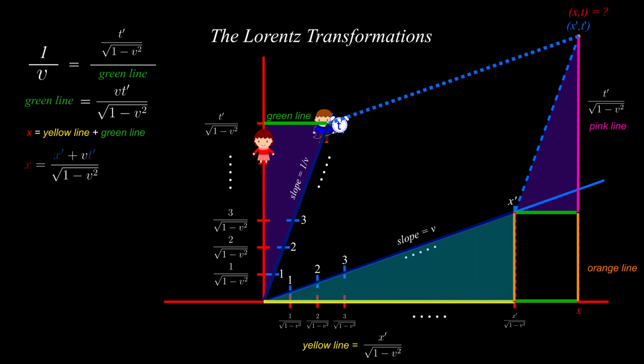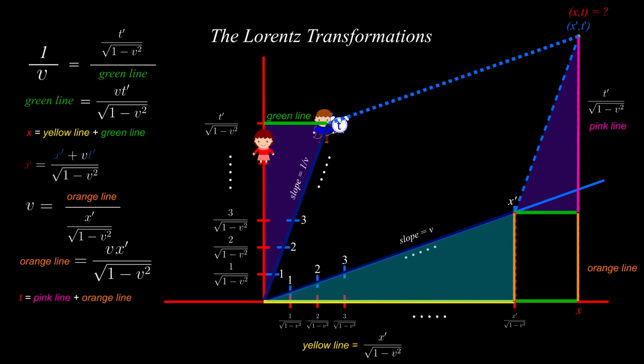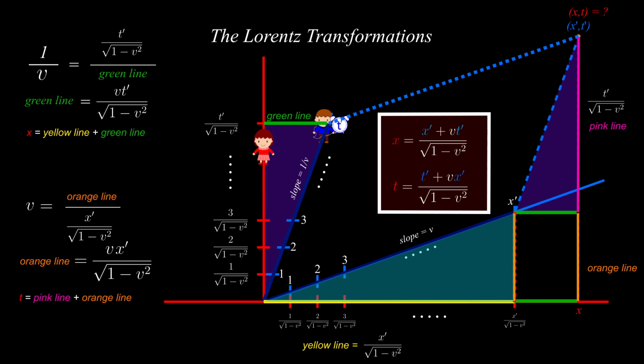Since the slope of the blue line is v, we have that the slope v is equal to the orange line divided by x prime over the square root of 1 minus v squared. Solving this equation for the orange line, we obtain the orange line is equal to vx prime over the square root of 1 minus v squared. The t-coordinate is equal to the pink line plus the orange line, and is therefore equal to t prime plus vx prime over the square root of 1 minus v squared. These equations for x and t in terms of x prime and t prime are the famous Lorentz transformations.